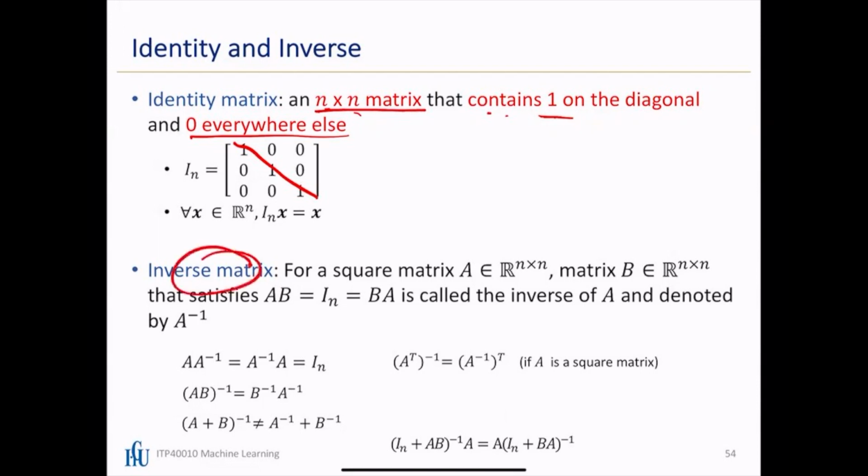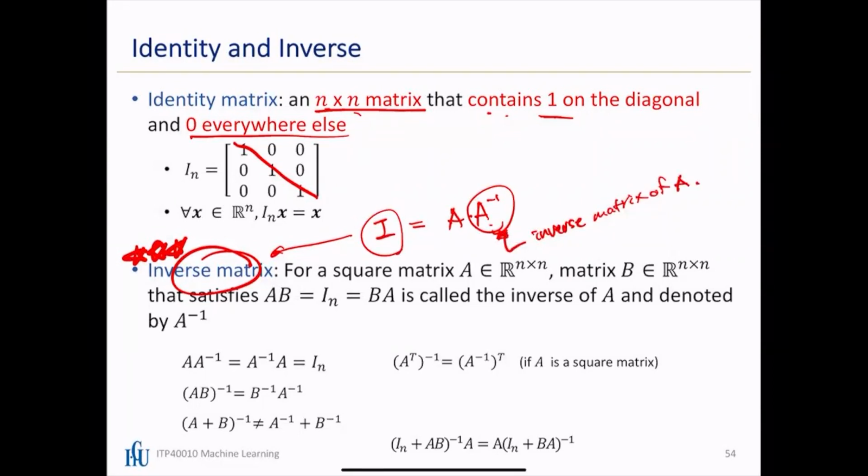And the inverse matrix is one of the most important concepts in linear algebra, where we just defined the identity matrix. For a given matrix A, if you multiply it by another matrix and that results in the identity matrix, we say the matrix we just multiplied is the inverse matrix of A. So given a matrix, if you multiply it by its inverse, you're going to have the identity.